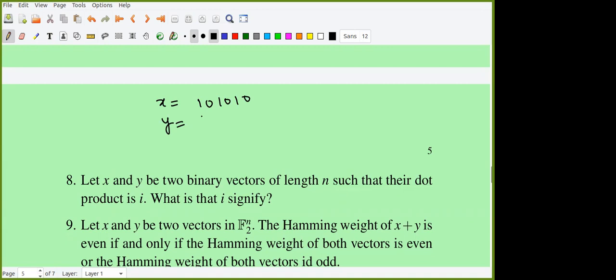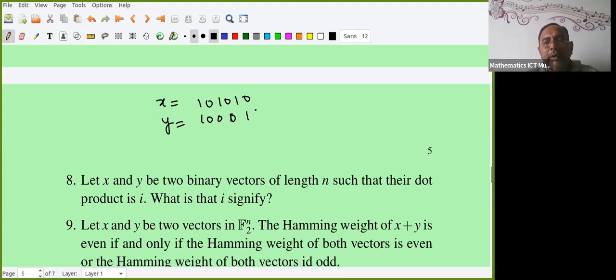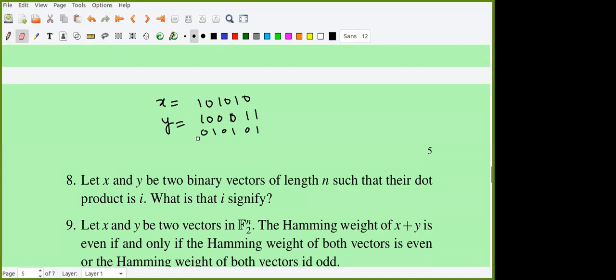1 0 0 0 1 1. Very good. Thank you. Because if you give 0 1 0 1 0 1, then what is the dot product? 0, right? Not much useful. Okay, you gave nicely. Good.